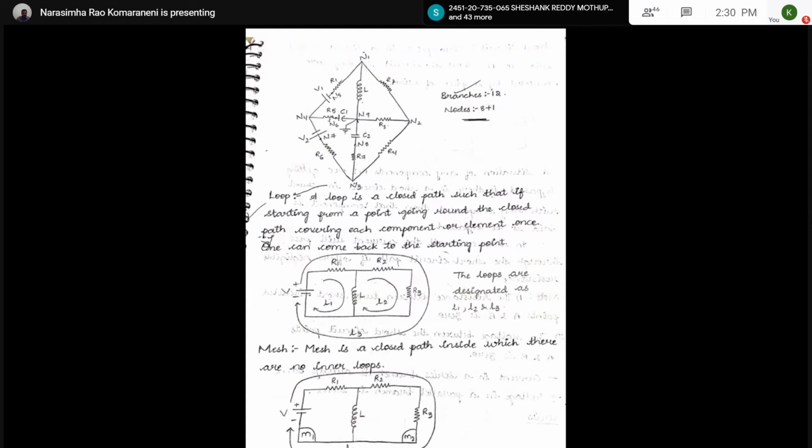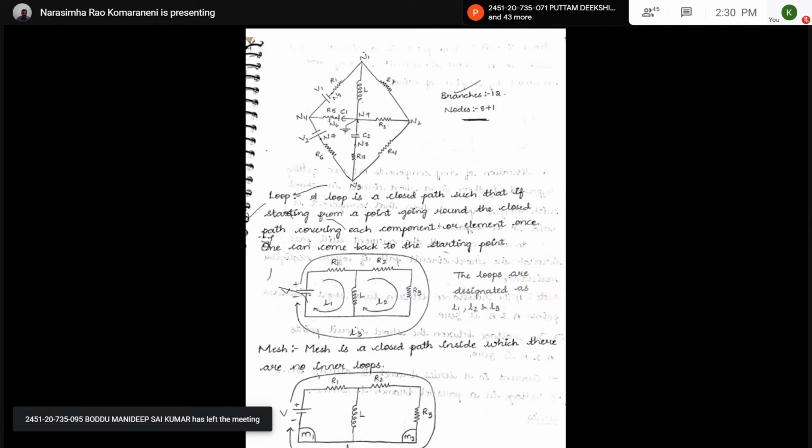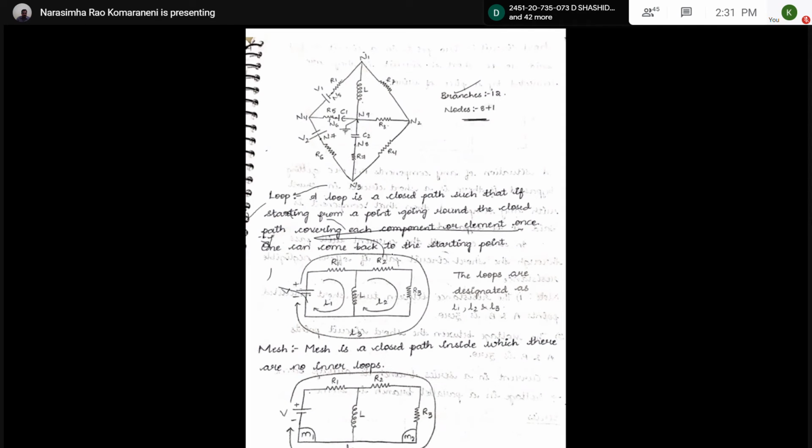Then next, coming to the loop. What is a loop? A loop is a closed path such that, for example, if you start here and come back to the same starting point, from here to here, you can call it one loop. A loop is a closed path such that if you start from a point, go around the closed path covering each element or component once, then that is called a loop.